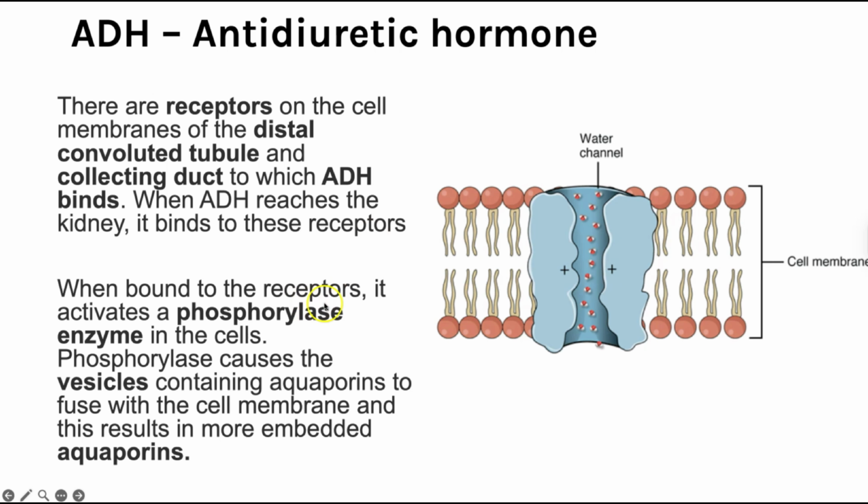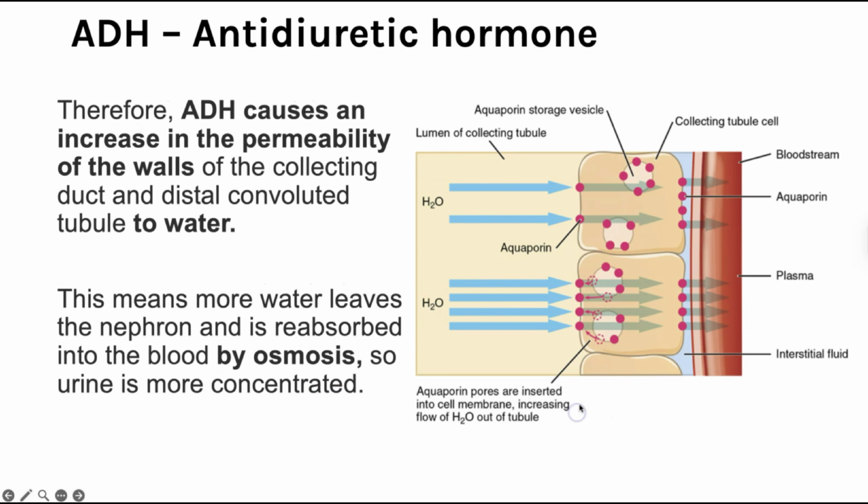And when bound to the receptors, it activates a phosphorylase enzyme in the cells. The phosphorylase causes the vesicles containing aquaporins to move and fuse with the cell membrane, so you get more of these aquaporins, which are protein channels that water can move through. Now, this is a little bit of extra information. You could include it in an essay. You could still get marks sometimes in the mark scheme for it, but it's not essential that you know that process. You do need to know that ADH binds to the receptors and increases the permeability of the cell membrane to water. Aquaporins is often a mark as well.